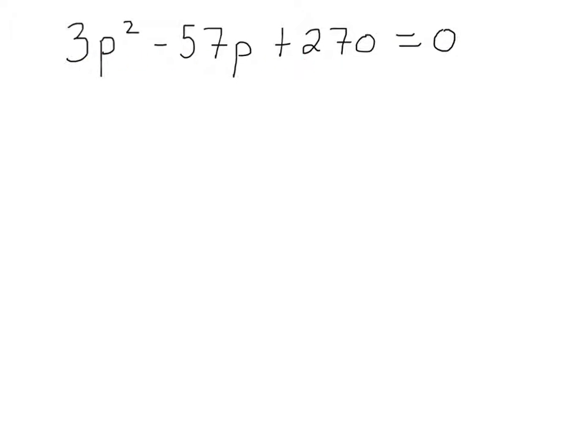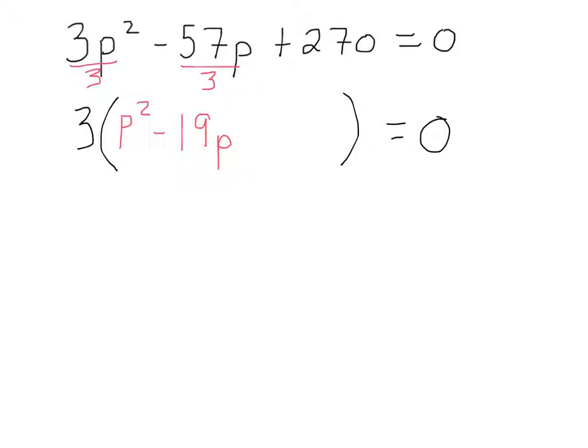Well, what's the biggest number that goes into everything? 3. So I'm going to write 3, parentheses, and then I'm going to factor it out. Okay? When I divide the first term by 3, all I get is p squared. When I divide the second term by 3, what do I get? Negative what? Negative 19p. And when I divide the last one by 3, what do I get? Plus 90. Okay?